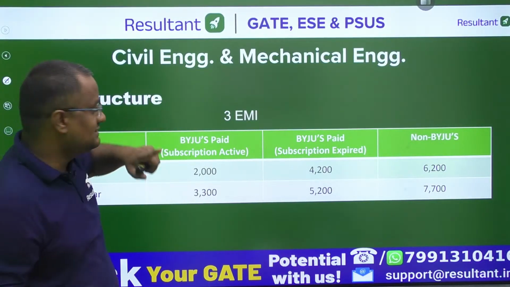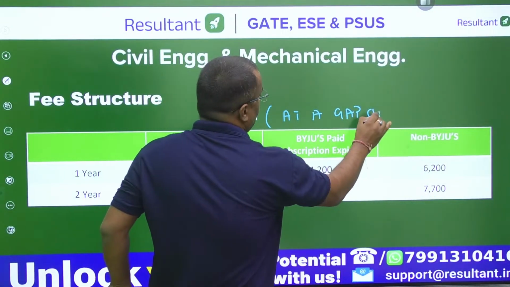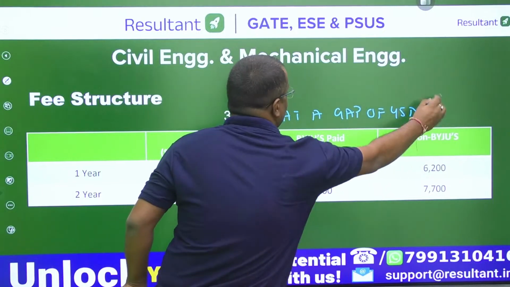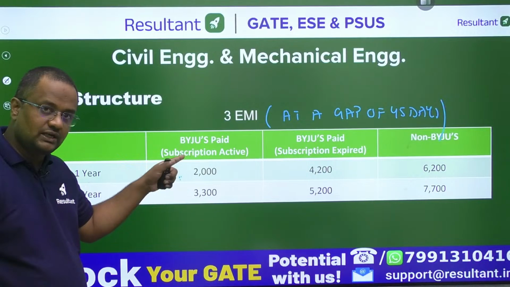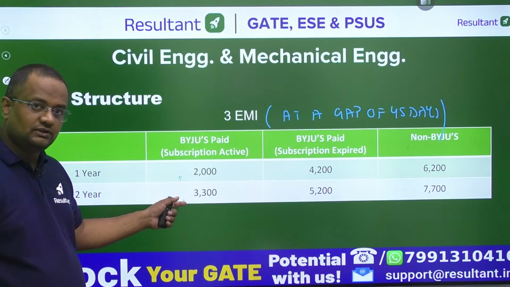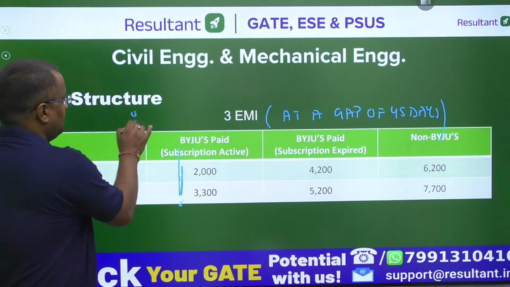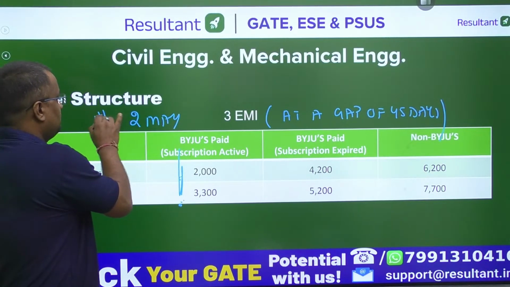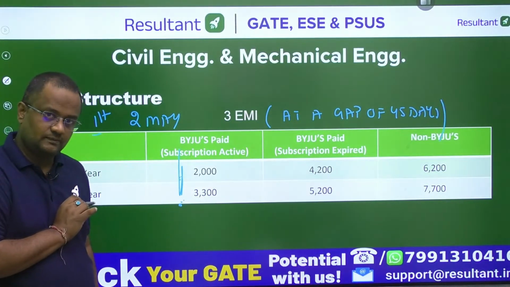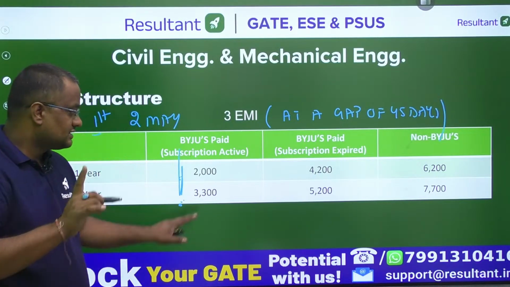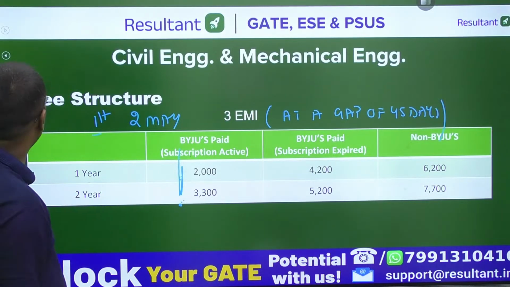If you want to go in EMIs, then 3 EMIs can be done at a gap of 45 days. 2,000, 2,000, 2,000 for the students who are from Byju's, current Byju's students, for 1 year. And this is 3,300, 3,300, 3,300 at a gap of 45 days. But the first EMI should be before 2nd May. This is for the ex-Byju's students, and that is for non-Byju's students. Those who have already registered with us, subtract 250 from the first EMI because they have already given 250 rupees.